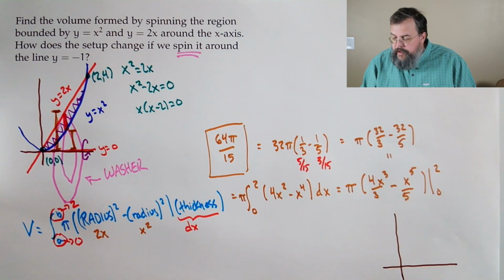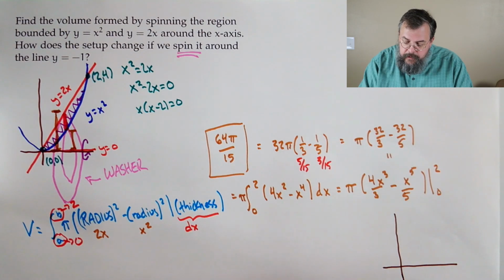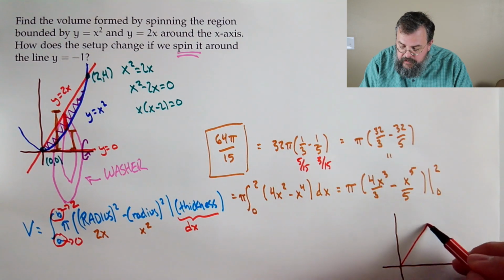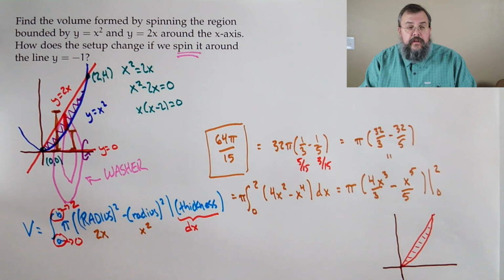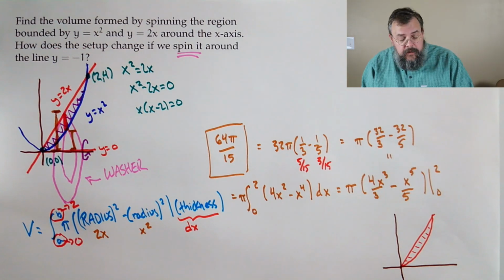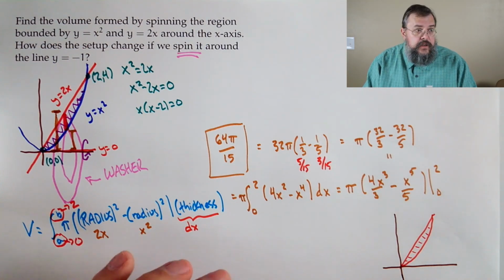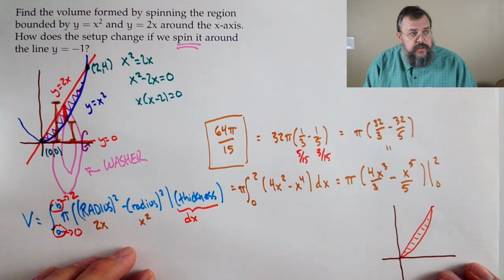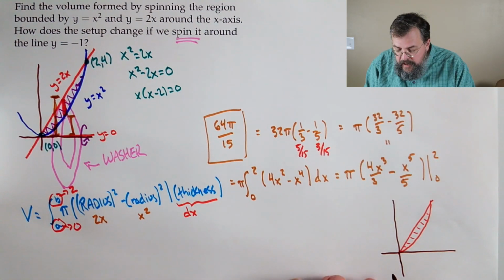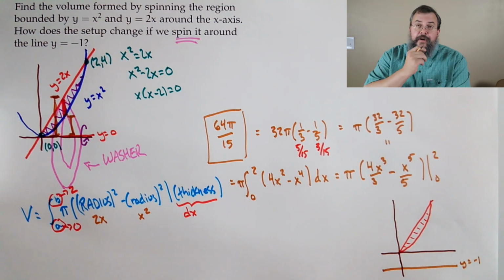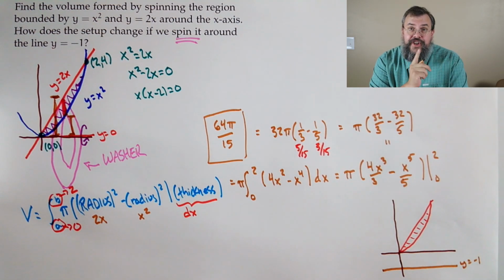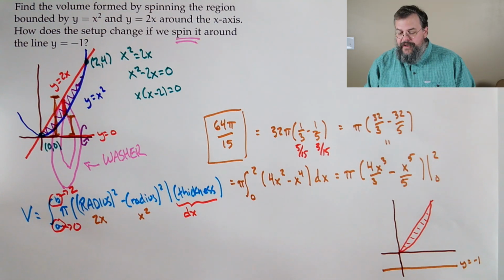All right, so we have our shape. So we have our y equals 2x, y equals x squared, and we have this piece. So that's the little region. And then we're going to spin it around the line. Let me move this up just a touch. And now we're going to spin around not the axis, but here around y equals -1. So the question becomes, what changes in our setup?